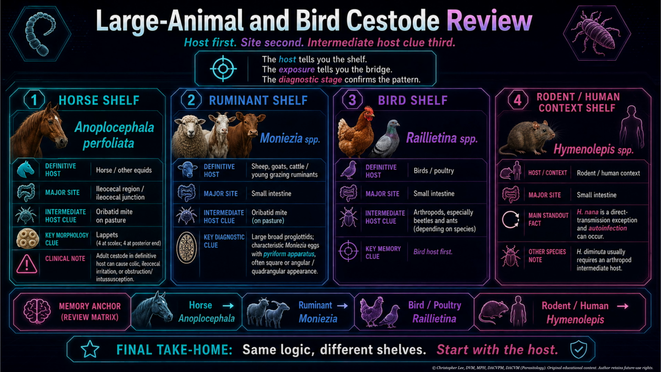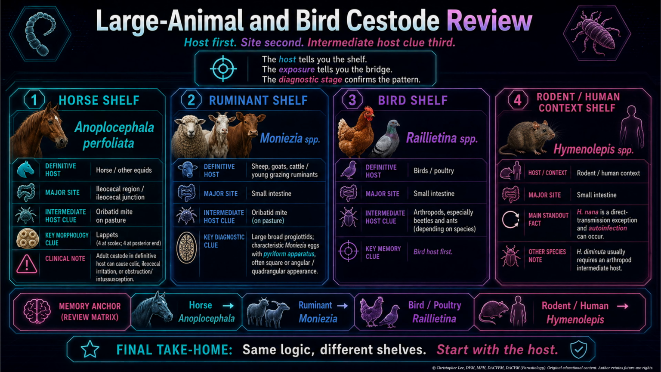Let's bring the patterns together. In horses, think Anoplocephala perfoliata, ileocecal junction, oribatid mite, four-scolex lappets, and possible colic. In young grazing ruminants, think Moniezia, small intestine, oribatid mite, broad proglottids, and angular eggs with a piriform apparatus. In birds, think Raillietina, small intestine, and an arthropod intermediate host.